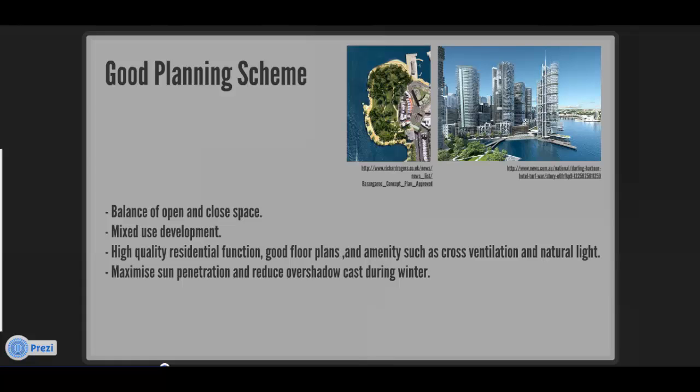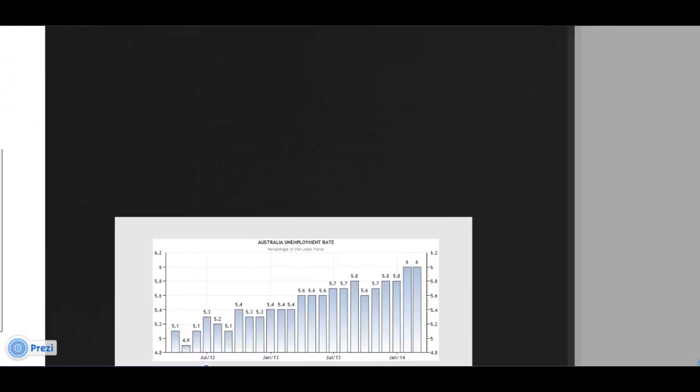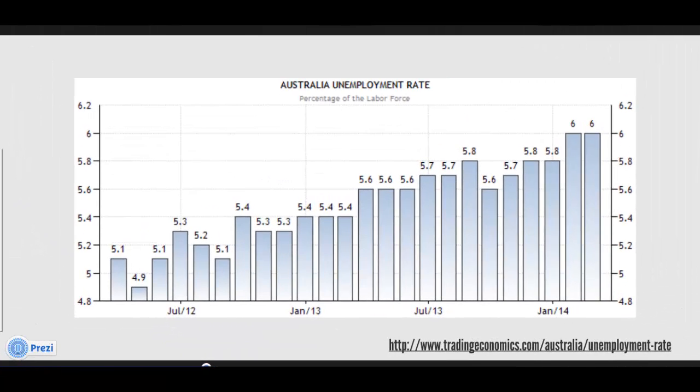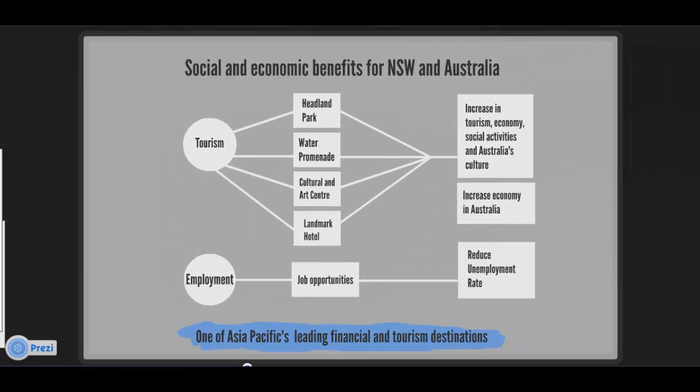The proposed development has a good planning scheme. The mixed-use development such as commercial, residential, and retail precinct would be in one place. The bar chart showed the unemployment rate in Australia. There has been significant increase from year 2012 to year 2014. Government gave permission to increase buildings height to fulfill the requirement of more office spaces. This project will improve social and economy in Australia by increasing tourism and job opportunities.